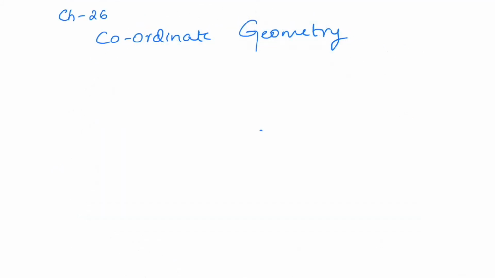Hi students, let us continue with chapter 26, Coordinate Geometry. In our previous class we discussed drawing the graph for a given line, that is, a given linear equation. Today we will be starting with inclination and slope.